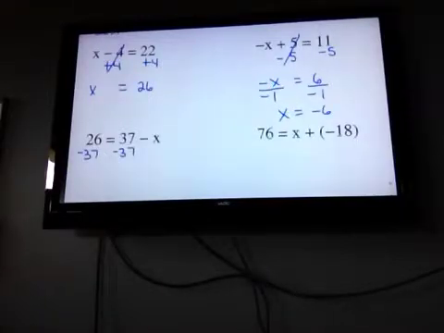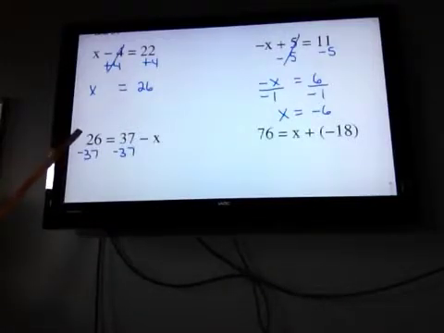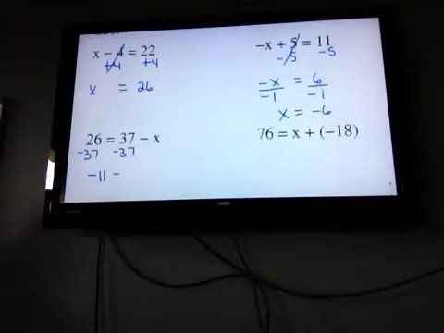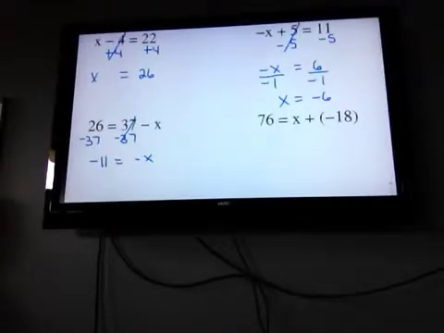So again, if addition and subtraction is not your thing, use your calculator. And when you punch it in, you're going to punch in exactly like this looks. 26 minus 37. So negative 11 equals 37's cancel, negative x. Never leave x negative, so divide that by negative 1. Negative 11 divided by negative 1 is a positive 11 equals x.